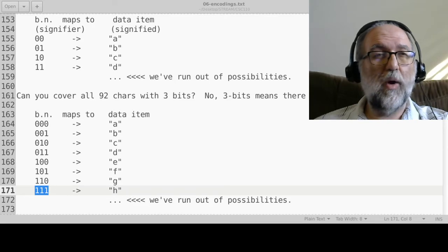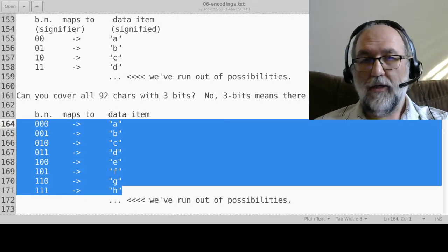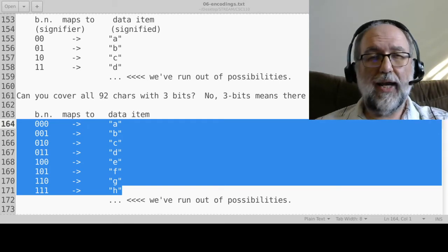And you say, well, how many entries do I get with 3 bits? And you count them up. It turns out to be 8. And is that enough? No, we need to do 92, and we've only got 8.